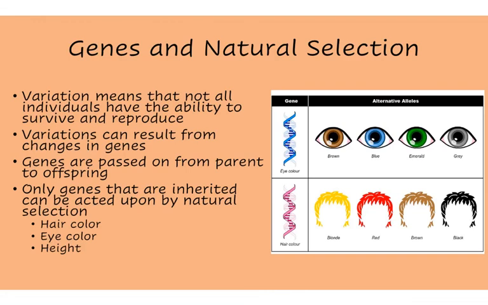So behavior can be a gene that's passed on. So behavior can be acted upon. Eye color, hair color, height, weight, shell hardness. Those types of things are the only things that natural selection can act upon.